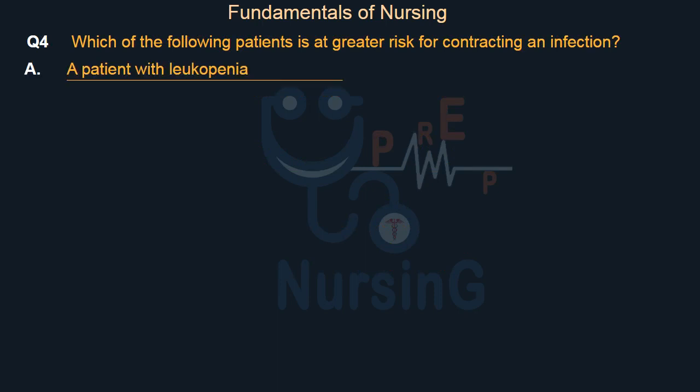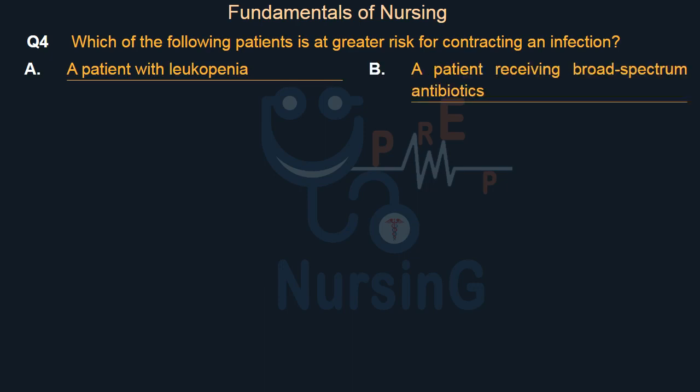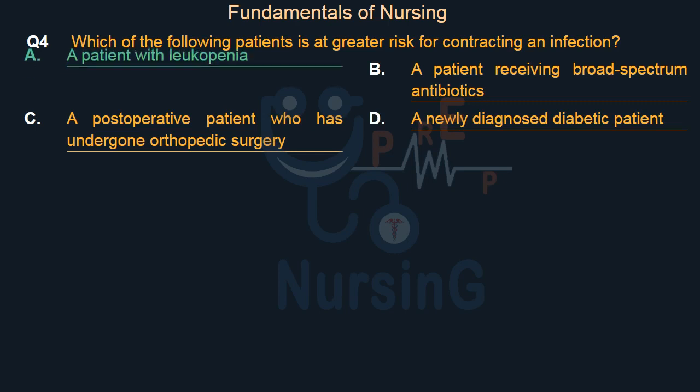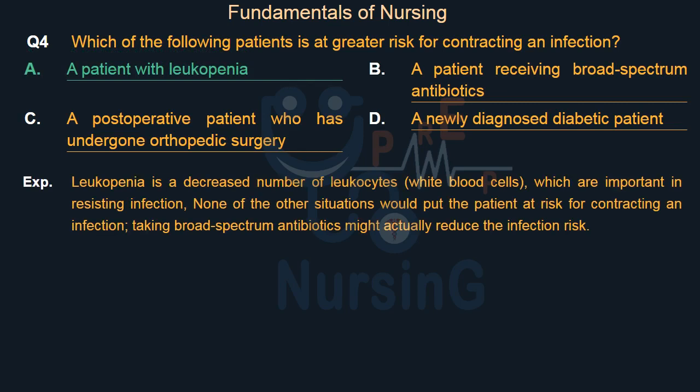Which of the following patients is at greater risk for contracting an infection? Option A. A patient with leukopenia. Option B. A patient receiving broad-spectrum antibiotics. Option C. A post-operative patient who has undergone orthopedic surgery. Option D. A newly diagnosed diabetic patient. Right answer is Option A. A patient with leukopenia. Leukopenia is a decreased number of leukocytes, white blood cells, which are important in resisting infection. None of the other situations would put the patient at risk for contracting an infection. Taking broad-spectrum antibiotics might actually reduce the infection risk.